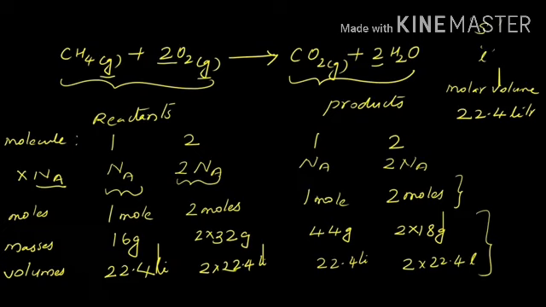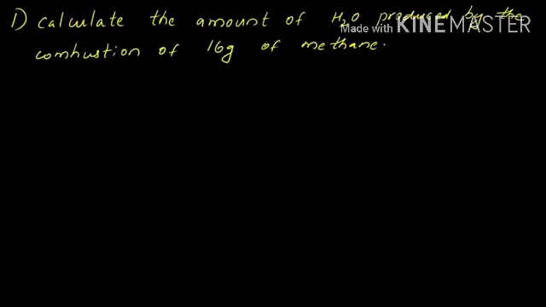Now let us do one numerical problem. Let us try to solve it. The question is: calculate the amount of H2O produced by the combustion of 16 gram of methane. H2O is in the gaseous state. Our aim is to calculate the amount of water produced when 16 gram of methane undergoes combustion. The first thing you need to do in a stoichiometric calculation is to write the balanced chemical equation for that reaction.